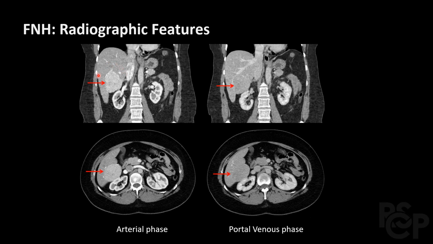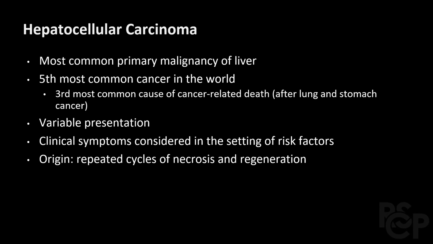On arterial phase imaging, there is solid nodular enhancement greater than the background liver parenchyma. There is also a possible small area of hypoattenuation centrally, which may represent a characteristic central scar. This lesion is nearly iso-attenuating to liver on portal venous imaging, and the central area of hypoattenuation is no longer apparent.